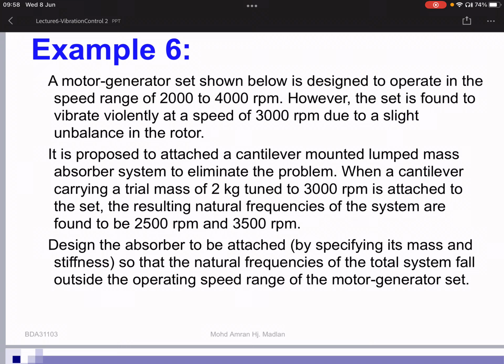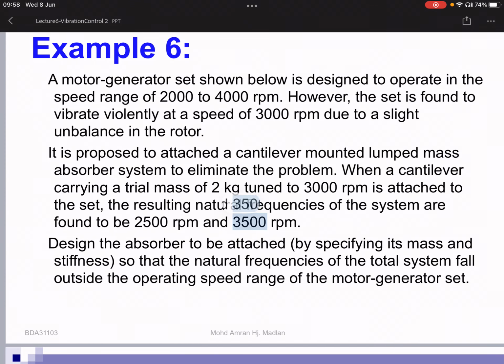Now the question asks you to design the absorber by specifying its mass and stiffness so that the natural frequencies of the system fall outside the operating speed range of the motor generator set. We can see that 2500 RPM and 3500 RPM are both still within the operating speed range of 2000 to 4000 RPM. So we cannot use 2 kilogram as the mass of the absorber, but this trial absorber gives us a hint.